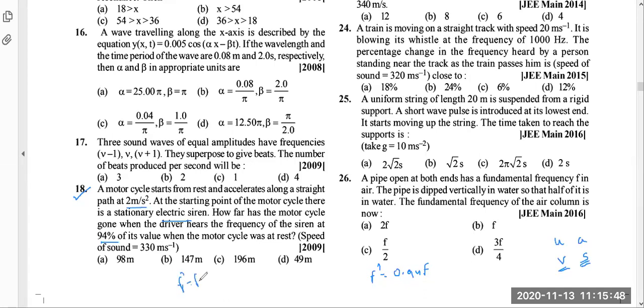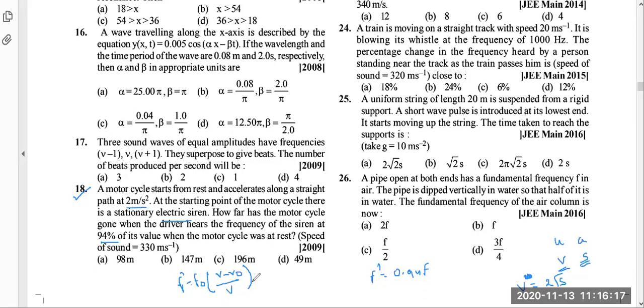Which equation? f dash is equal to f naught bracket v minus v observer by v, where this v is the velocity of sound. And this v observer is from this equation, which will be what? Since u is 0, a is given as 2, v square is equal to 2 a s, which means v is equal to 2 root s. Put it, we will get the value of s.